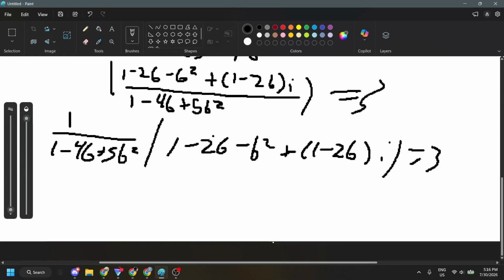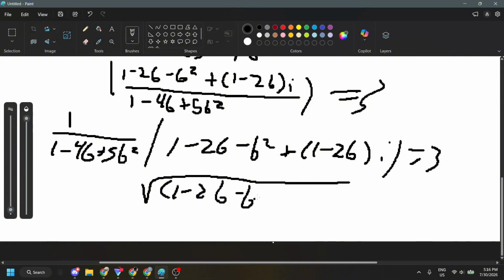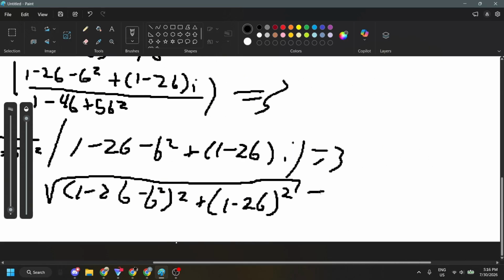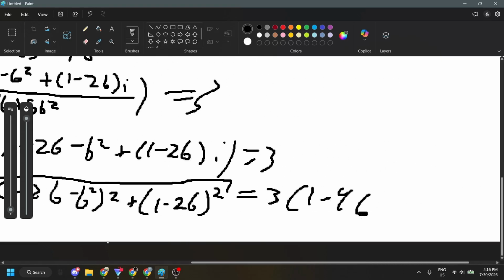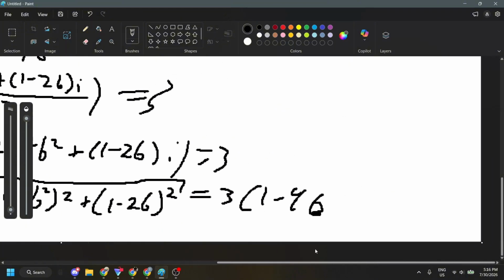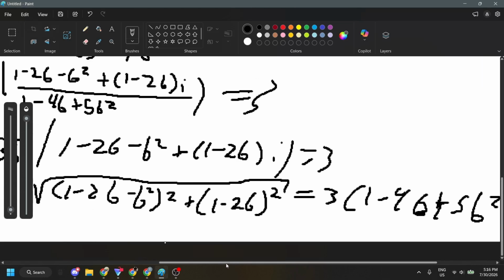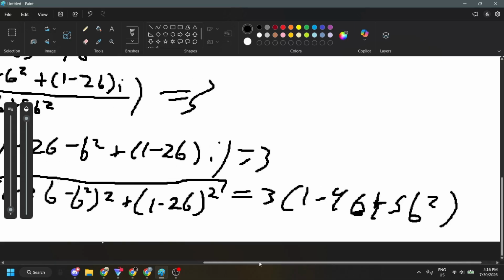So here, this is the real part, this is the complex part, so we could just replace this with the square root of 1 minus 2b minus b squared, squared, plus 1 minus 2b squared, is equal to 3 times 1 minus 4b plus 5b squared. Okay. Probably just square both sides.